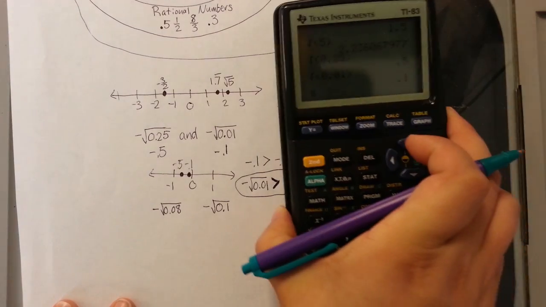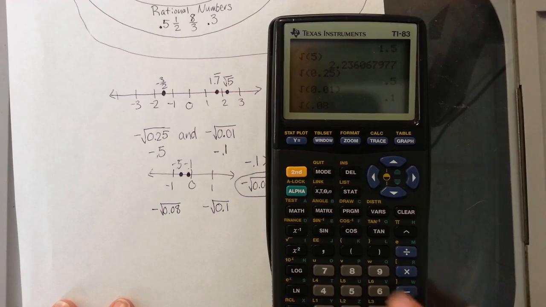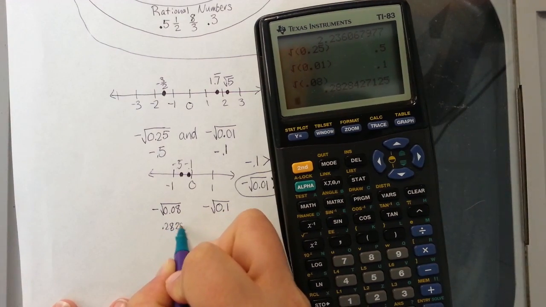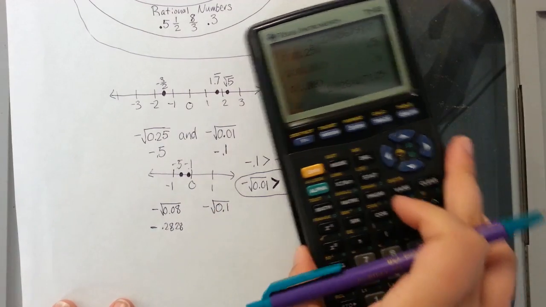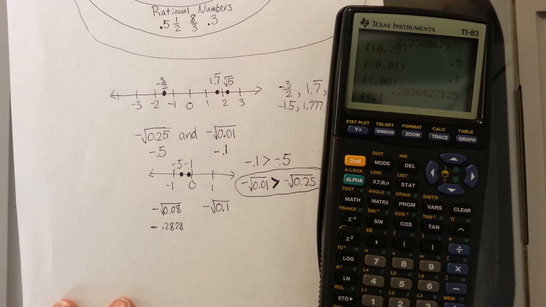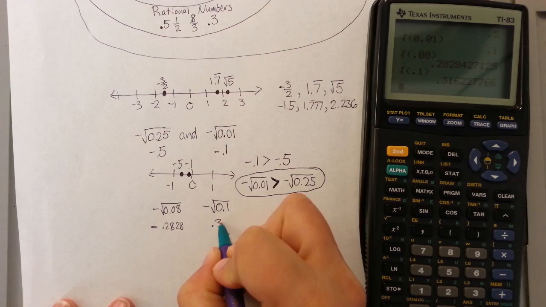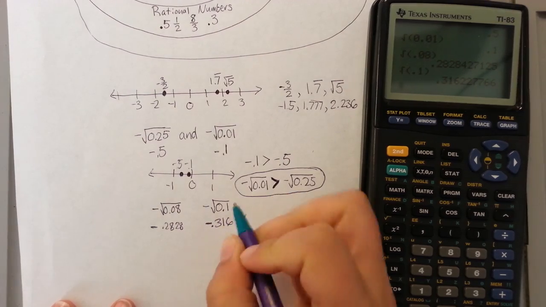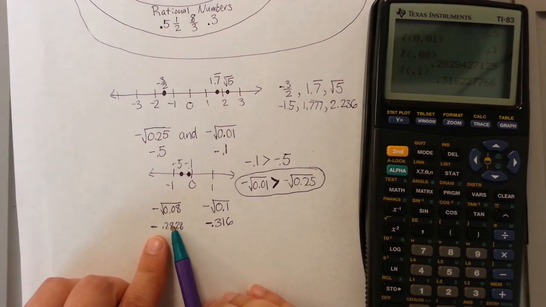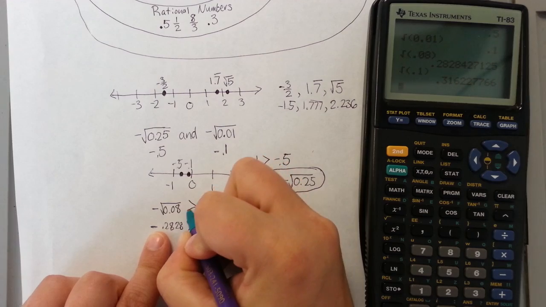All right, I'm going to do it now. So I'm going to actually take my square root of 0.08, and I get, this is like 0.2828, and that's negative. And then this one, the square root of 0.1 is 0.316, negative. And so which one of those is bigger? Well, since they're negative, this one is actually on the right, so this one is bigger, so I'll use this greater than symbol.